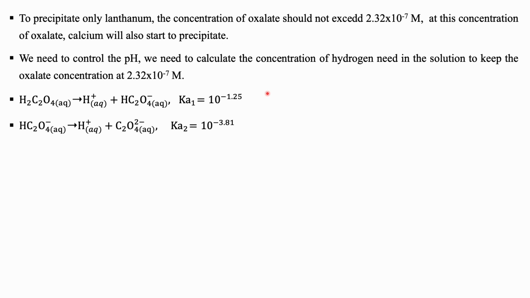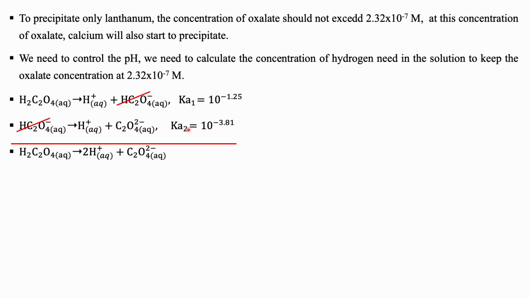So how do we proceed? Here we have the oxalic acid in the solution, which will dissociate to give H plus and this one. Then this one is also going to dissociate to give H plus and this one. Then we calculate how much H plus is required, so that the concentration of oxalate stays at 2.32 times 10 power negative 7. So we are going to write the overall reaction. We add the two dissociations of the oxalic acid together. We cancel this one, and this one also, because they are the same. Then you write the overall reaction, which gives 2 protons plus the oxalate ion.